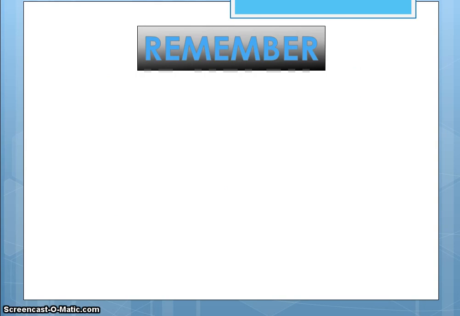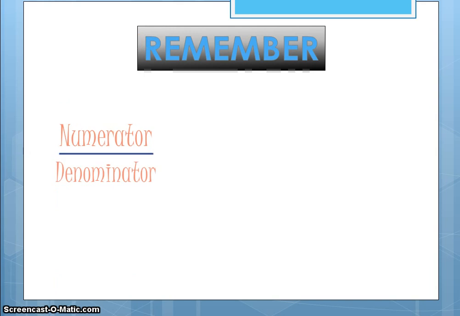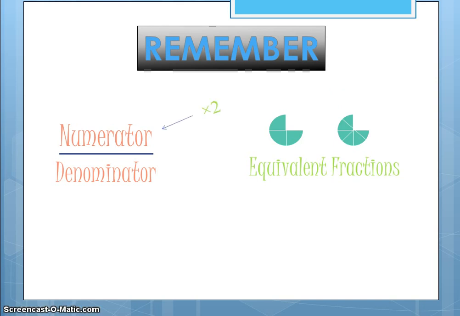Let's take a look at some things to remember about fractions. Fractions are written with a numerator and a denominator separated by a fraction bar. We also need to remember that fractions can be equal even though they don't look the same. We call these equivalent fractions. The last thing to remember about fractions is that when dealing with equivalent fractions, what you do to the top number, you must always do to the bottom number.